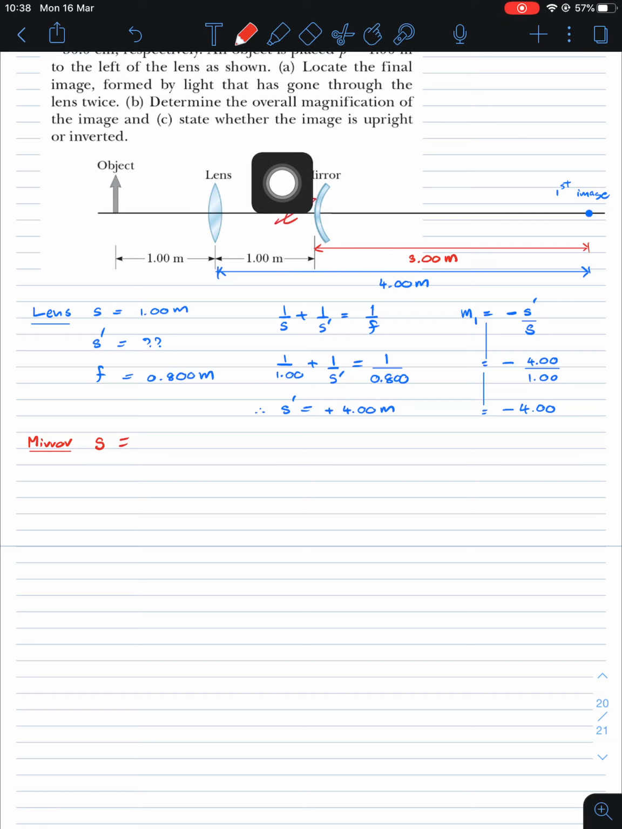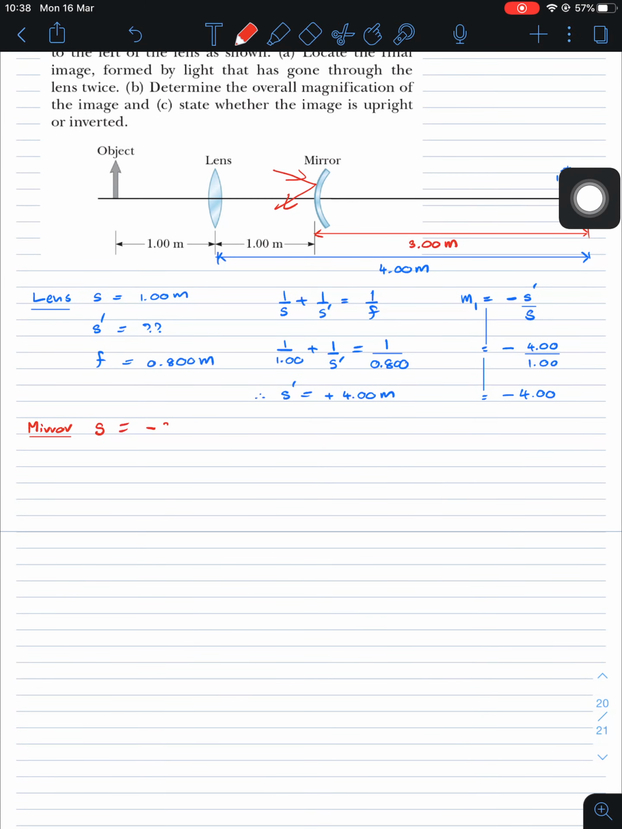It means that the object is on the right hand side of the mirror, and the incident light is on the left hand side of the mirror. So both of them are on different sides. It means that this is a virtual object. If we have a virtual object, then S equals minus 3.00 meters. Don't forget that for a virtual object, S is negative.